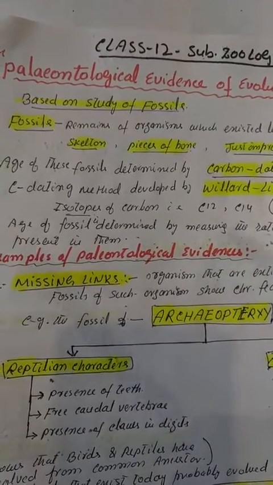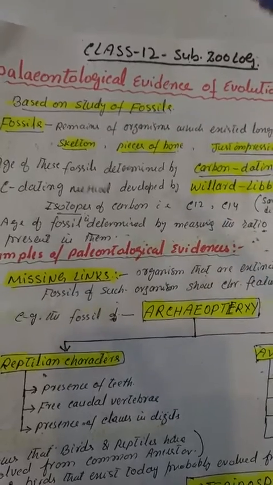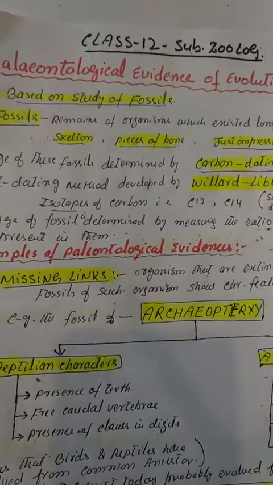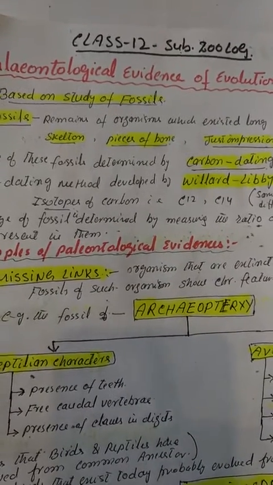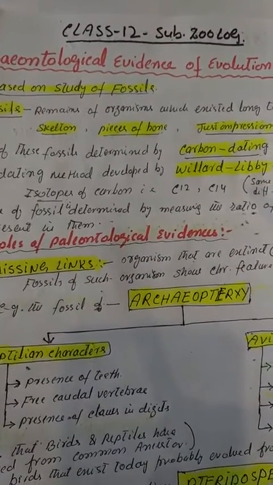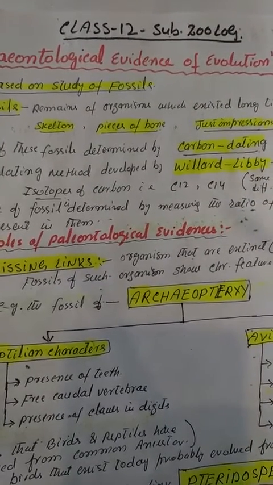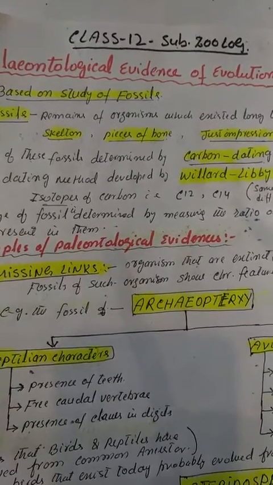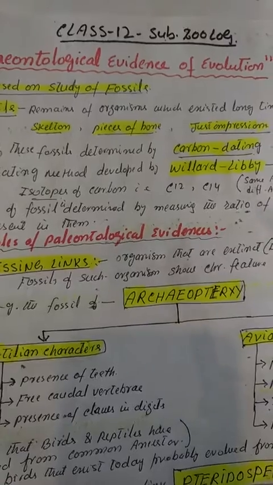Now, what are fossils? Fossils are actually the remains of organisms which existed a long time ago, thousands of years back. They are found in the form of skeleton or pieces of bones, or sometimes just impressions buried under the ground.